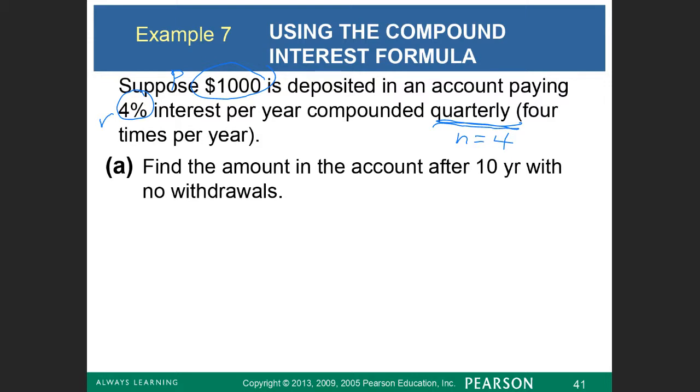So here's the question asked: find the amount in the account after 10 years. So 10 years would be our time, with no withdrawals. So our formula is A equals P times (1 plus R over N) to the power of NT. Okay, and we're looking for A here.